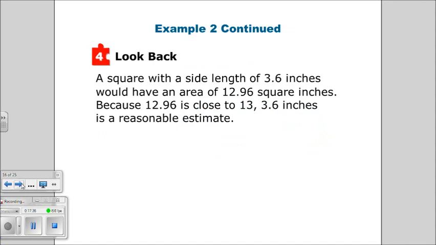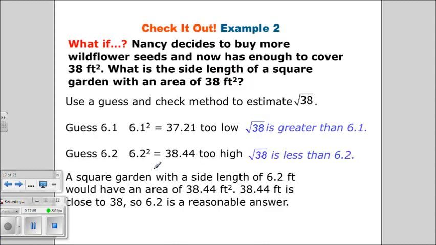A square with a side length of 3.6 inches would have an area of 12.96 square inches, which is almost equal to 13 if you round it, because 12.96 is close to 13. Why? 3.6 inches is a reasonable estimate, right? For the estimation, I'm sorry.